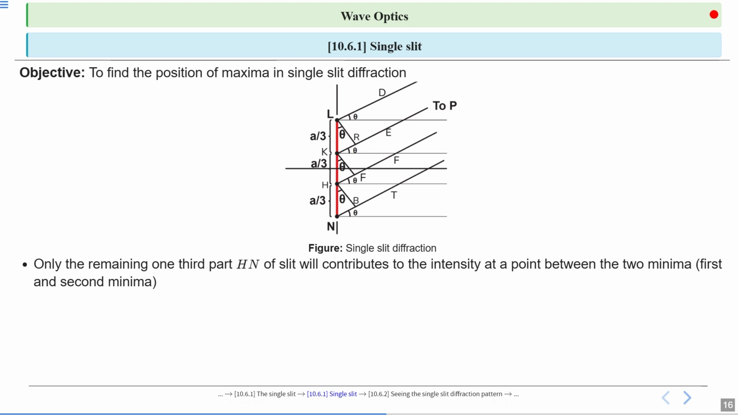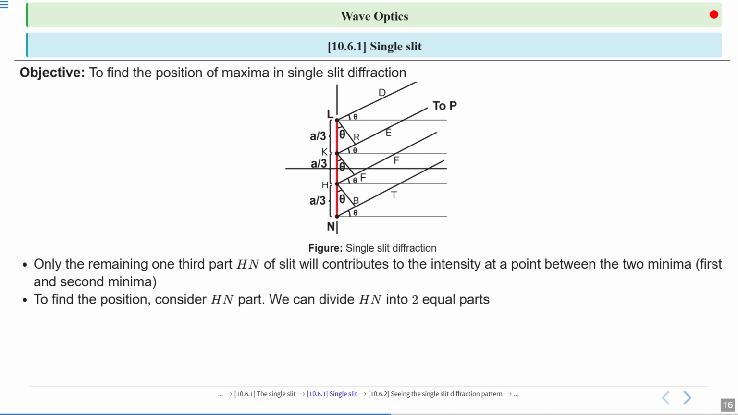Now let's delve into the details of how the intensity at a point between the first and second minima is determined. Only the remaining one-third part of the slit, labeled HN, contributes to the intensity at this point. The waves originating from the other two parts, LK and KH, will destructively interfere, and only the HN part of the slit will contribute to the intensity at the maxima. So, to find the position of the maxima, we focus on the HN part of the slit.